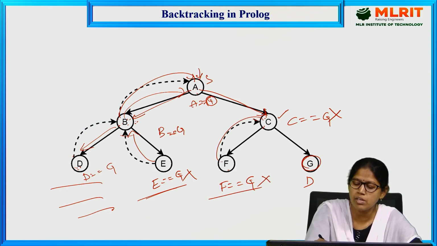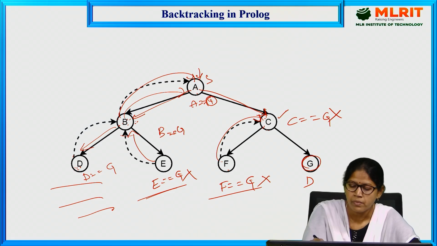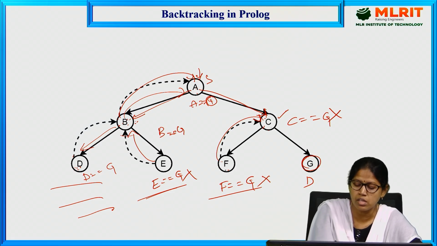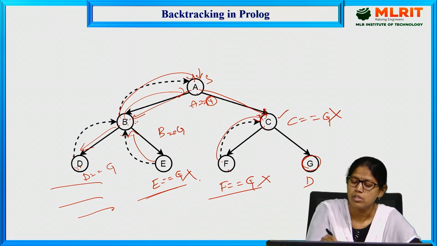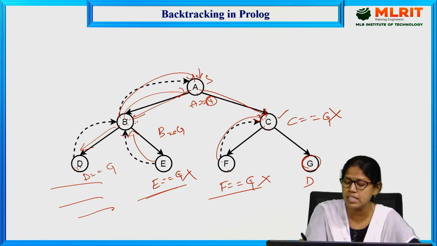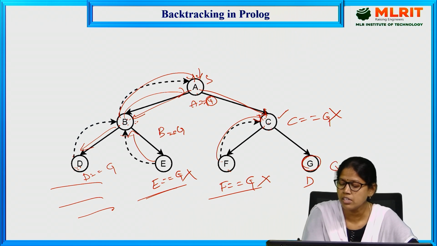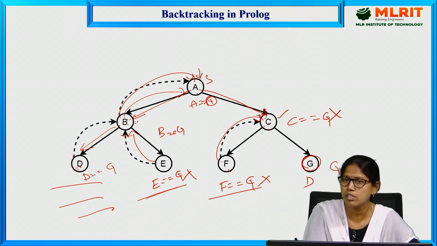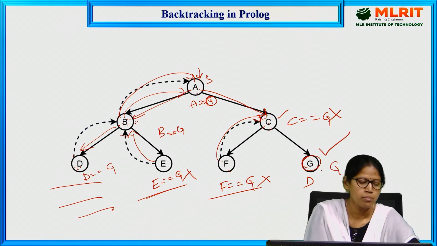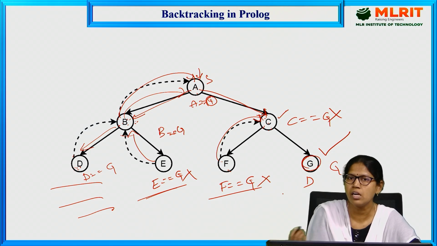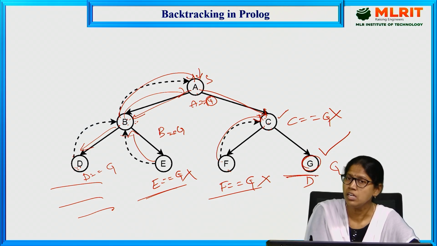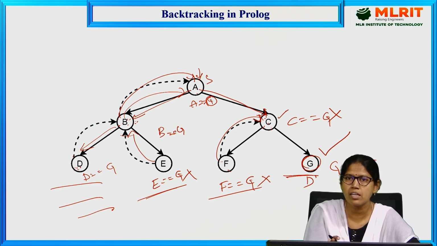Then it backtracks to C, because there are no other nodes under F. It goes to the next node of C, that is G. Again it checks the condition G equals G. Yes, it is the node. Then it stops backtracking and stops finding other nodes, because it has reached the destination node. In this way it executes backtracking in Prolog.